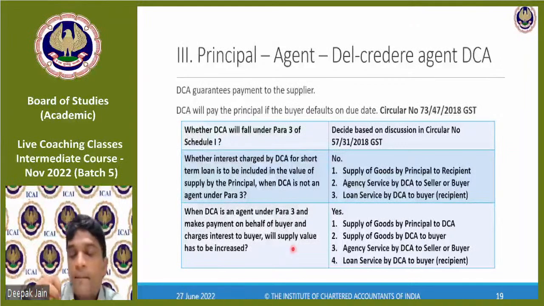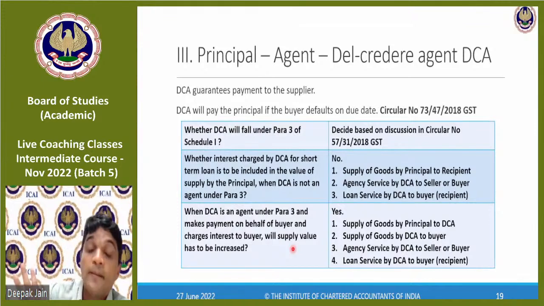Little confusing, but let me clear this again. When it is a del credere agent, first you have to determine whether it is an agent or not. When the supply is happening on my invoice itself, then there is no supply between me and him.